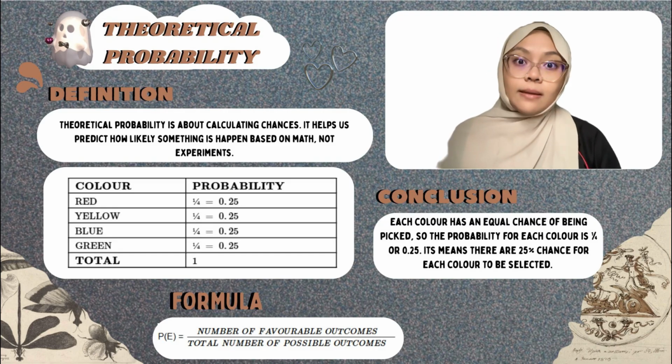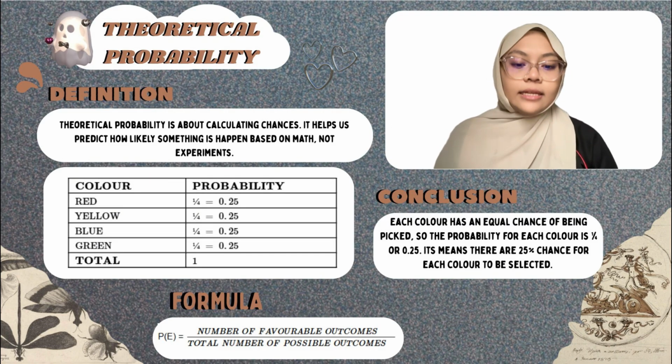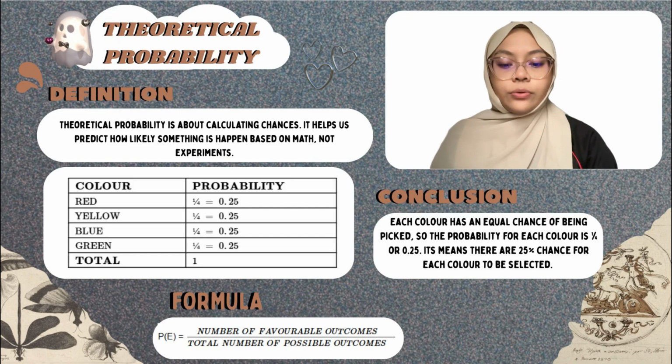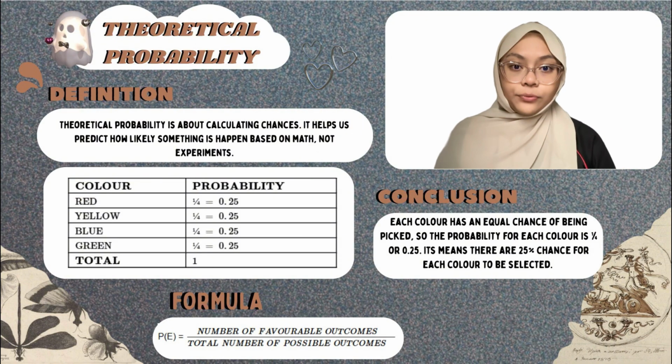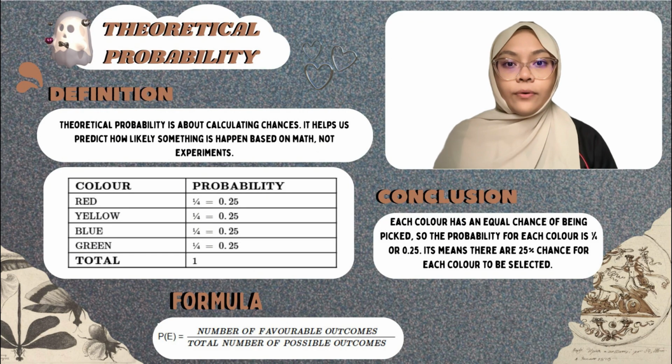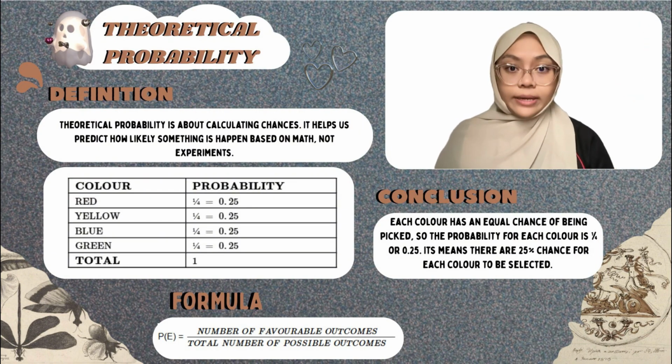What is theoretical probability? Theoretical probability is about calculating chance. It helps us predict how likely something is to happen based on math and not experiment. As shown in the slide, we have 4 colors: red, blue, yellow, and green. The probability for each of the colors is 1 over 4, equal to 0.25. So the total probability is 1.